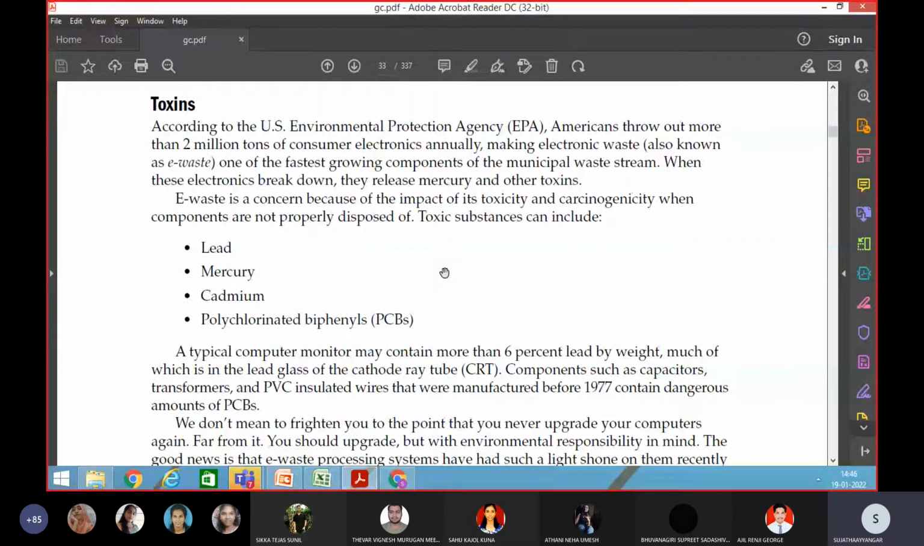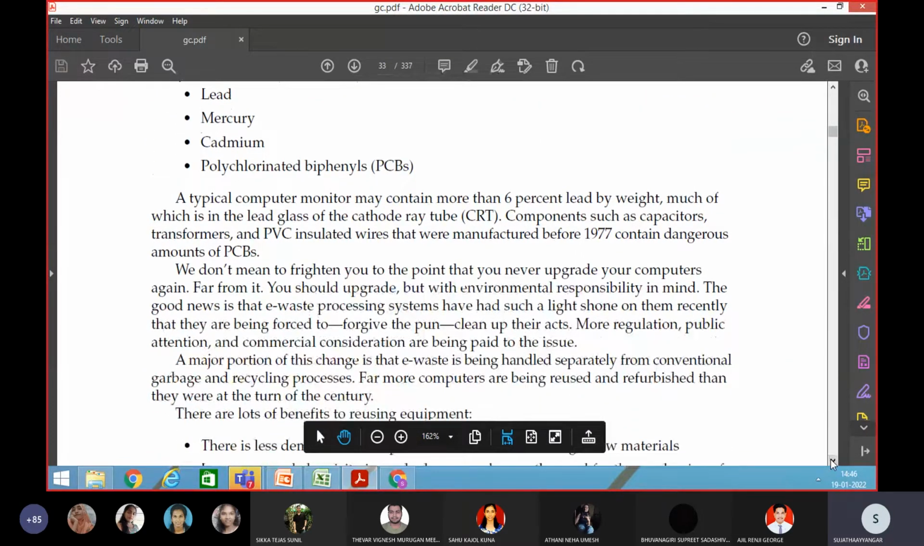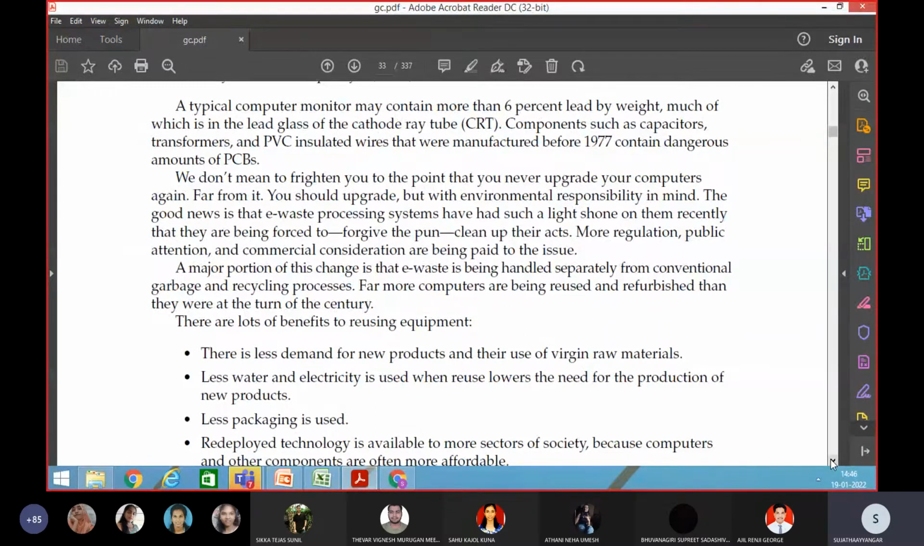Lead, mercury, cadmium and polychlorinated biphenyls. So some chemistry related substances are also there. We are just familiar with lead and mercury, maximum cadmium. Few things we will read and understand, as IT persons we don't know much about the chemical components. A typical computer monitor may contain more than 6% lead by weight, much of which is in the lead glass of the cathode ray tube. Components such as capacitors, transformers, and polyvinyl chloride, PVC insulated wires that were manufactured before 1977 contain dangerous amounts of PCBs.